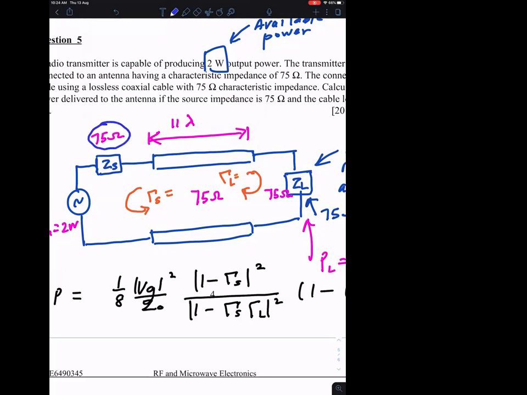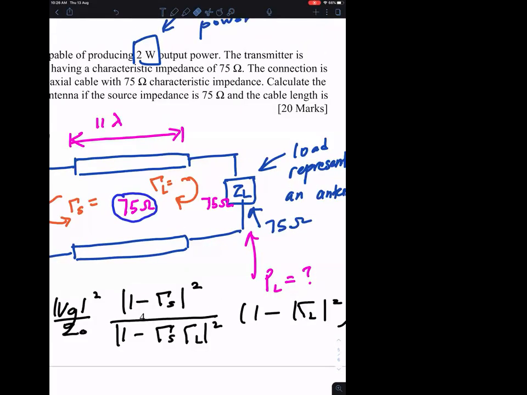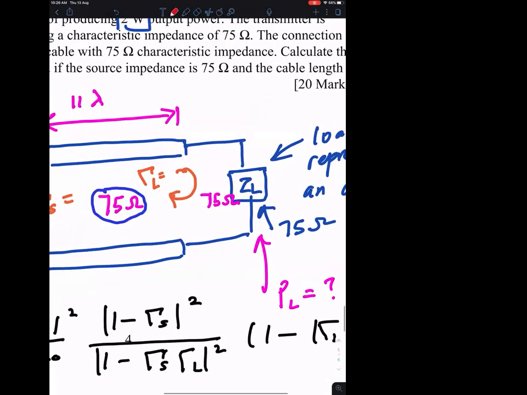Because the source impedance is 75 ohms and the characteristic impedance of the transmission line is also 75 ohms. They are the same. If they are the same, the reflection coefficient is going to be 0. Don't you remember how to calculate a reflection coefficient? If you look very carefully, the characteristic impedance is also 75 ohms, and the load impedance is also 75 ohms. So they are the same. Therefore, the reflection coefficient at the load is 0.